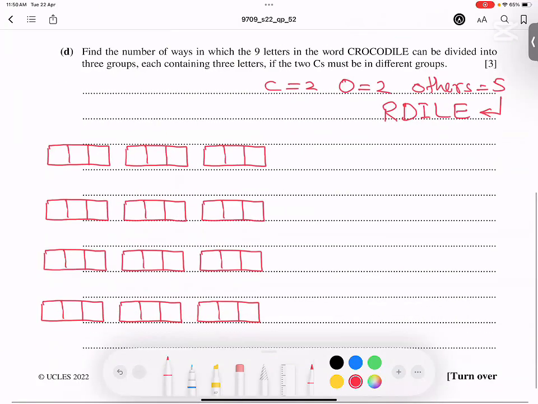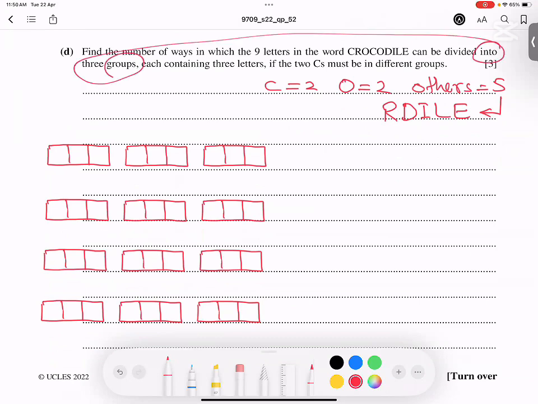Last part, students, he is saying here, find the number of ways in which the 9 letters of the word crocodile can be divided into 3 groups, each containing 3 letters, if the 2 C's must be in different groups. So this is a very interesting part we have, because it is the same problem: we are dividing into groups and dealing with selection. Okay, and again the repeating values are there. How to deal with this kind of question?